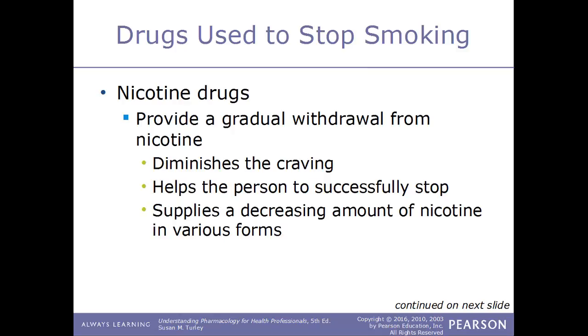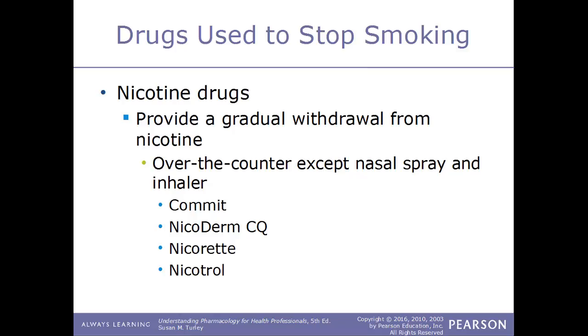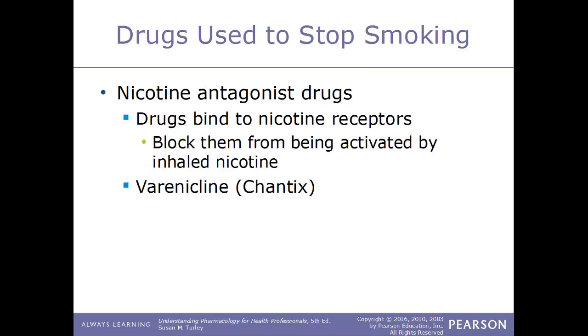All right, a type of drug that is used to help stop smoking are nicotine drugs, and these provide a gradual withdrawal from nicotine. So this will help to diminish the craving for nicotine. So this will supply a decreasing amount of nicotine in various forms. Some examples of these nicotine drugs would be Commit, Nicoderm CQ, Nicorette, and Nicotrol. And most nicotine drugs are over-the-counter drugs, except those that use a nasal spray or an inhaler to deliver the drug.